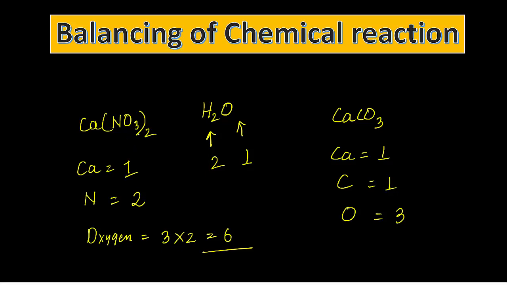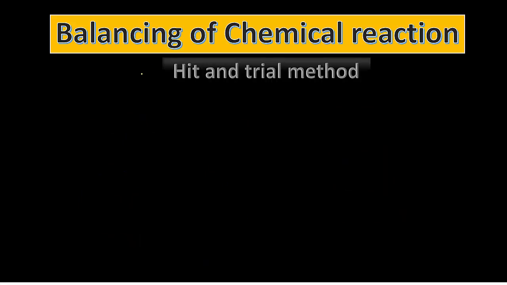So why is the number of oxygen atoms 6? Because we need to multiply this 3 with this 2. So the number of oxygen atoms will be 6. These are the basic knowledge we need to have to balance a chemical reaction. So in today's video, we will balance the chemical reaction using the hit and trial method. Okay, so let's take an example.